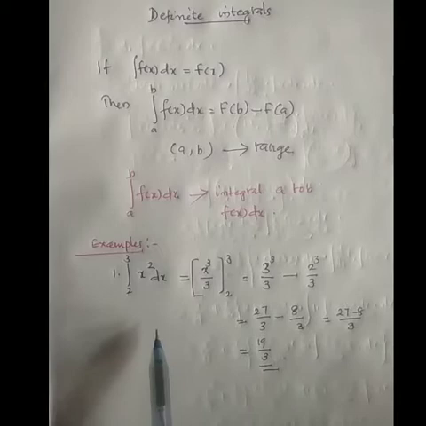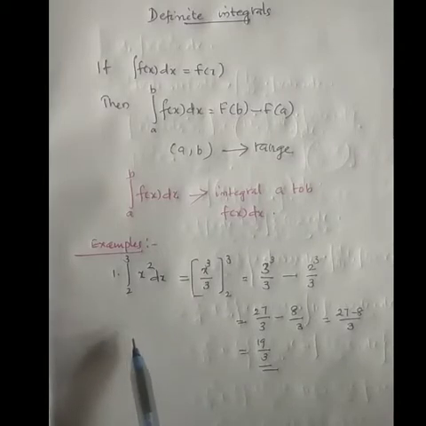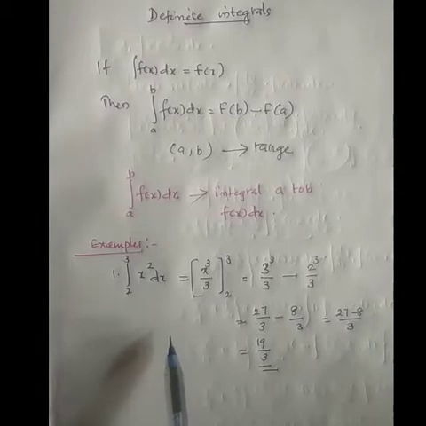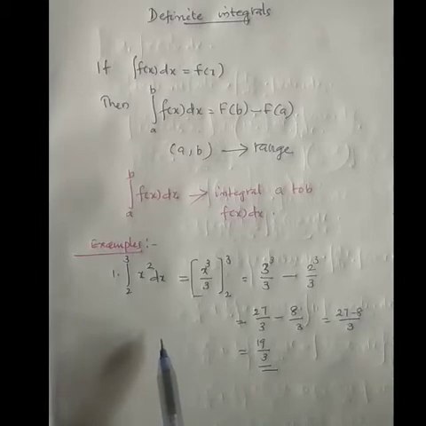Let me repeat it again. For evaluating a definite integral, first we integrate the function as usual. Then take the difference between the values by substituting the upper and lower limits for x respectively.